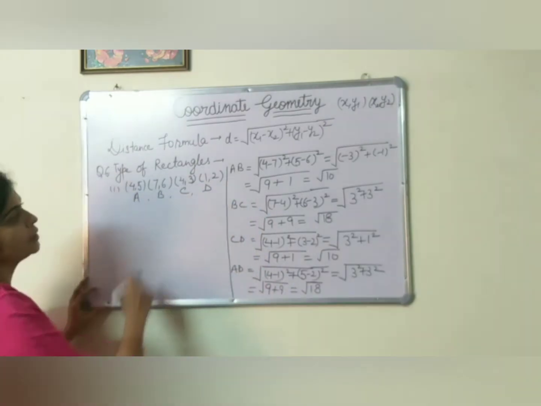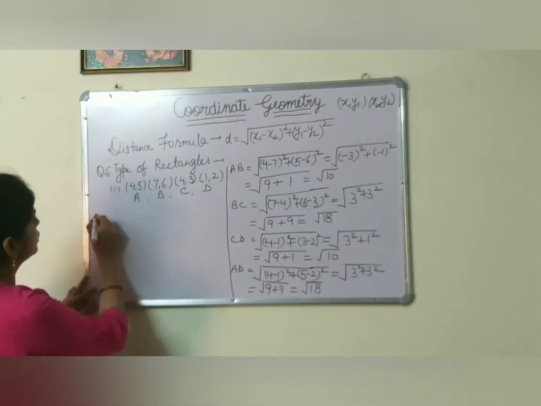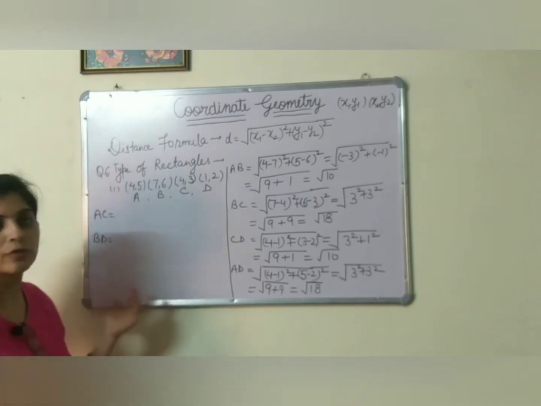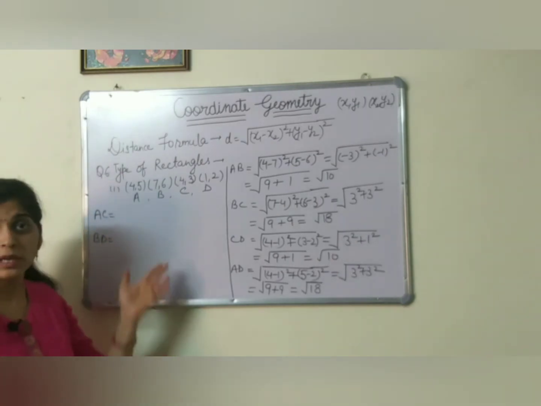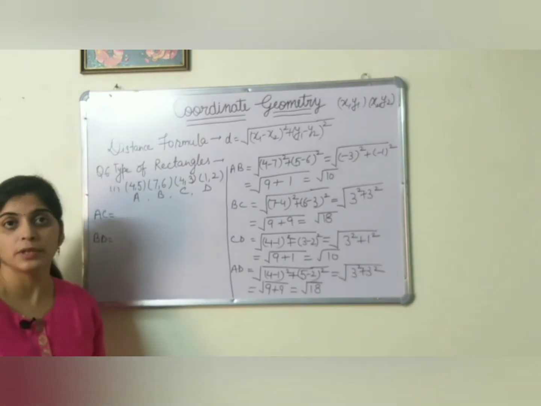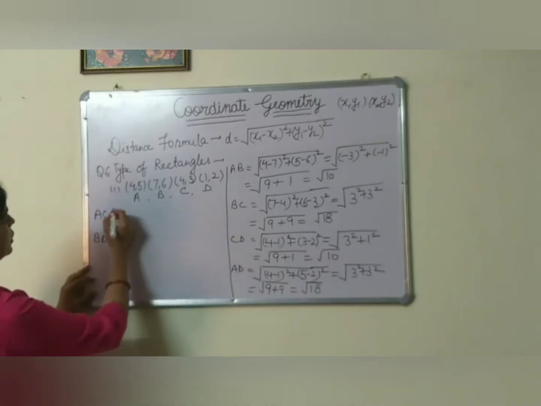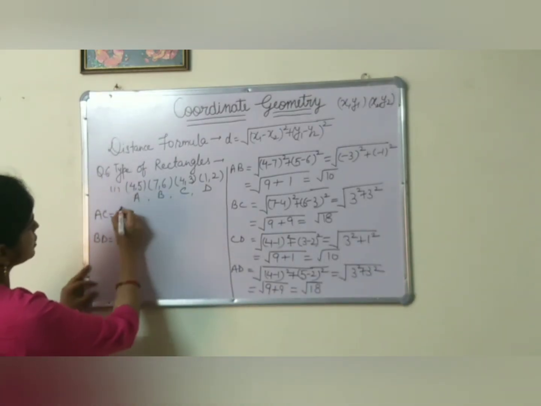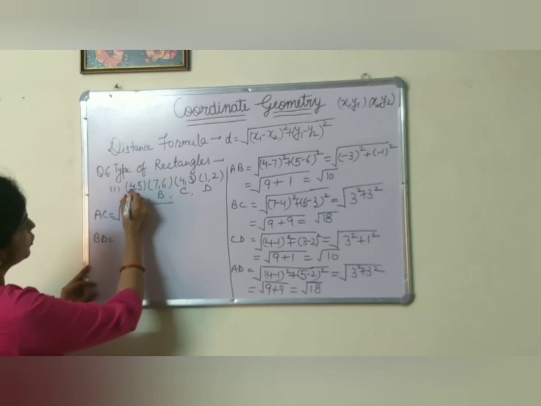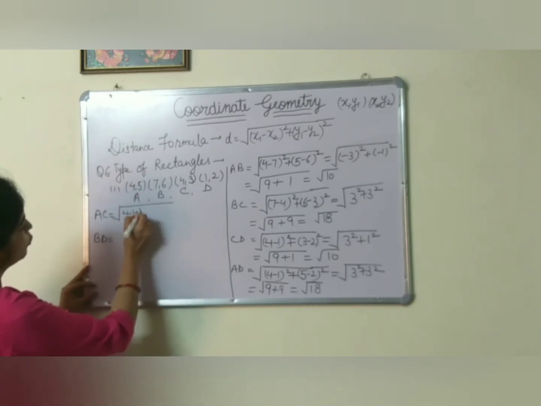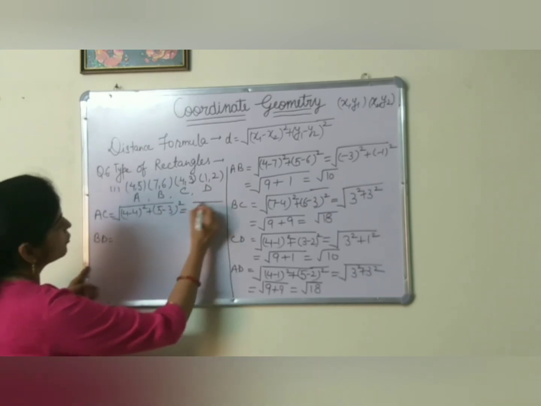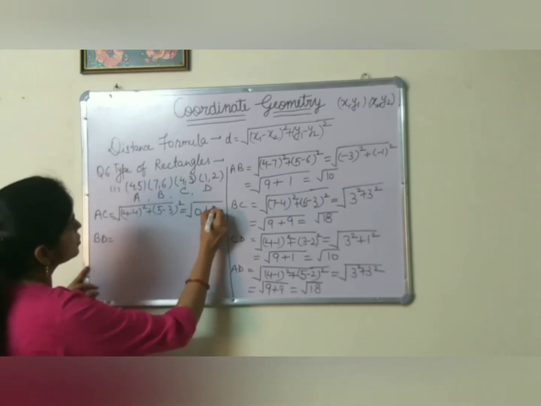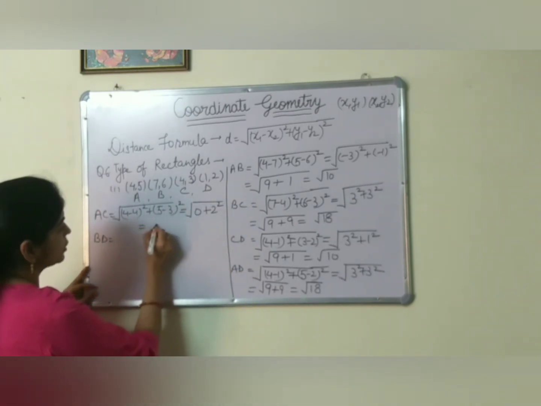So we have to check out the diagonals. We will find out the two diagonals AC and BD. If the two diagonals are also equal, we can say the shape made by these 4 points is a rectangle, and if the diagonals are not equal, it will be a parallelogram. Now we check out the diagonals. First is AC. AC is equal to under root of 4 minus 4 whole square plus 5 minus 3 whole square, will be equal to 0 plus 2 square, and that is 2.